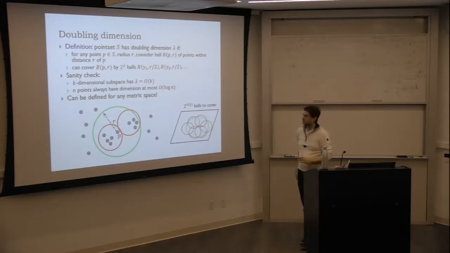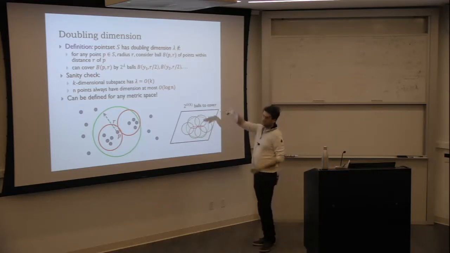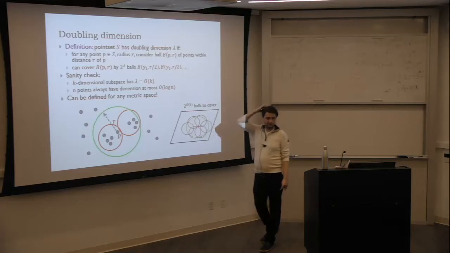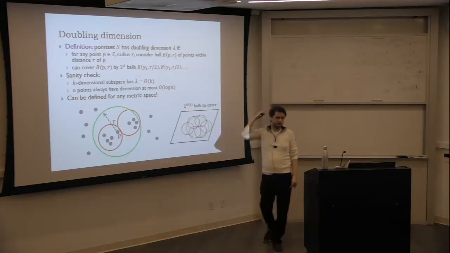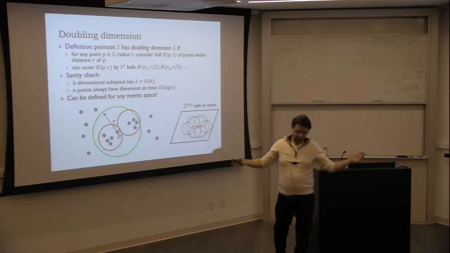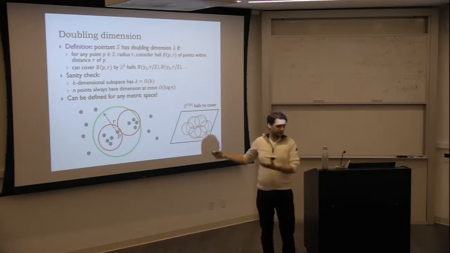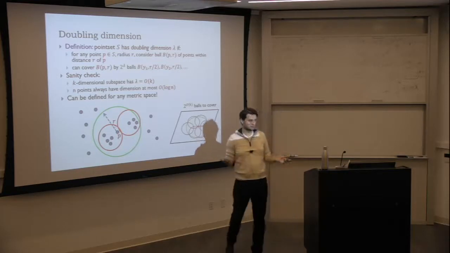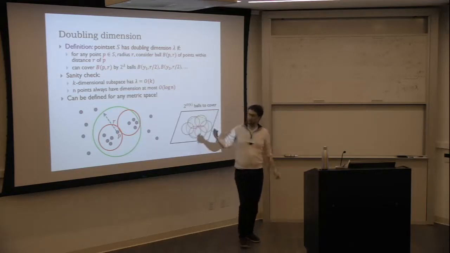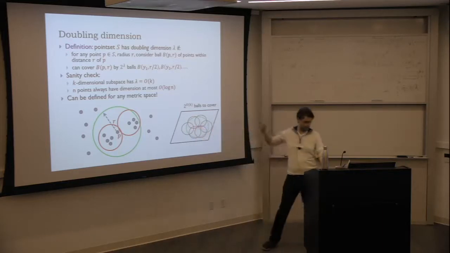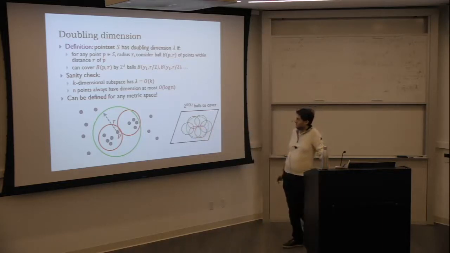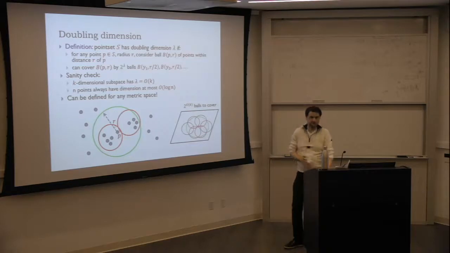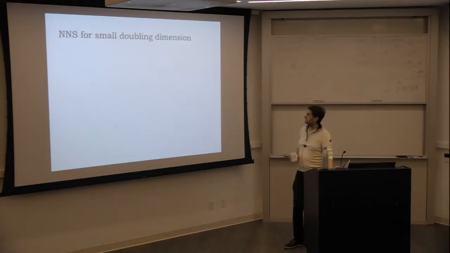So this is another good positive aspect of this definition of doubling dimension: we can expand our reach of techniques from what we've been discussing so far, which were very tailored to particular norms, let's say L2 or Hamming space, to any metric space, because this quantity is defined for any metric space. Okay, all right, so this is a definition. Can we do something with this definition? Is it a useful definition? And the answer is yes.